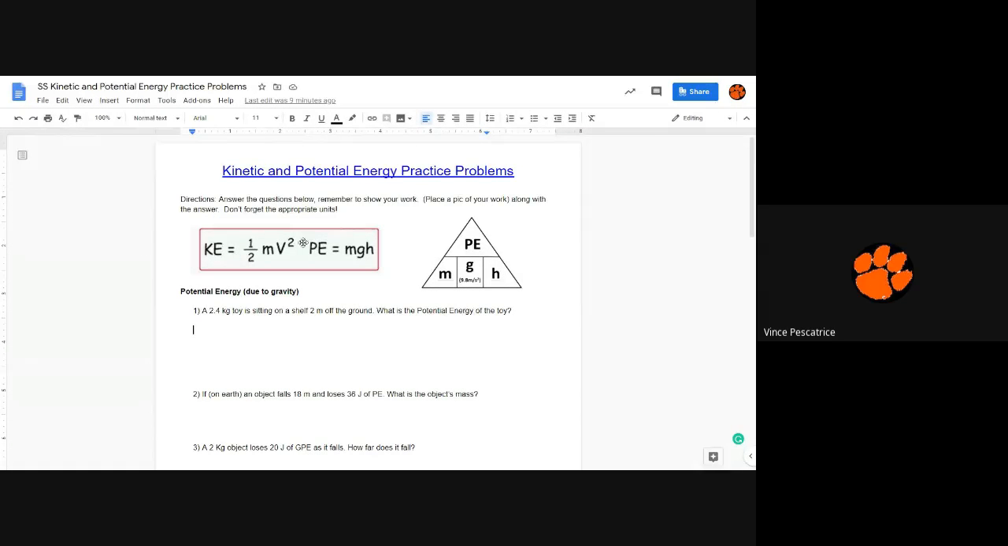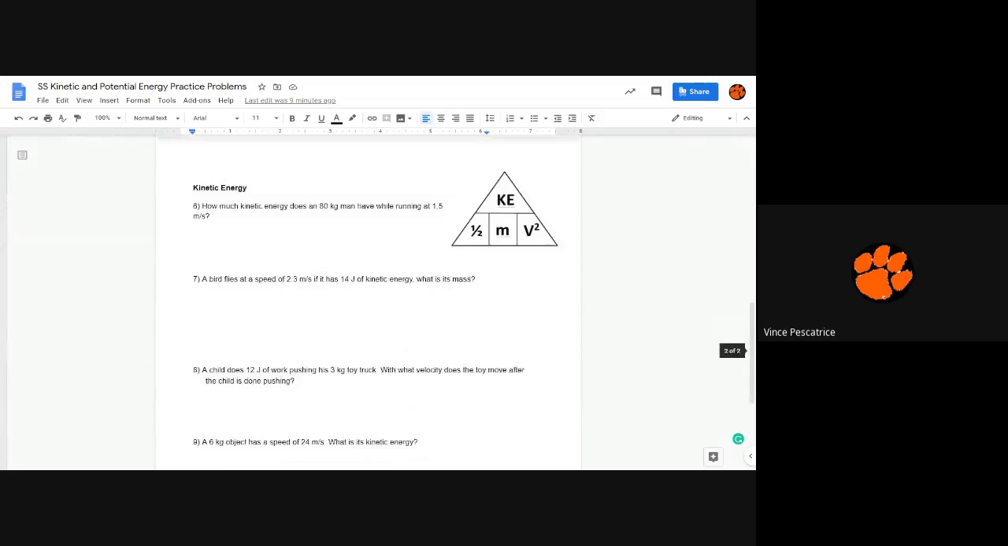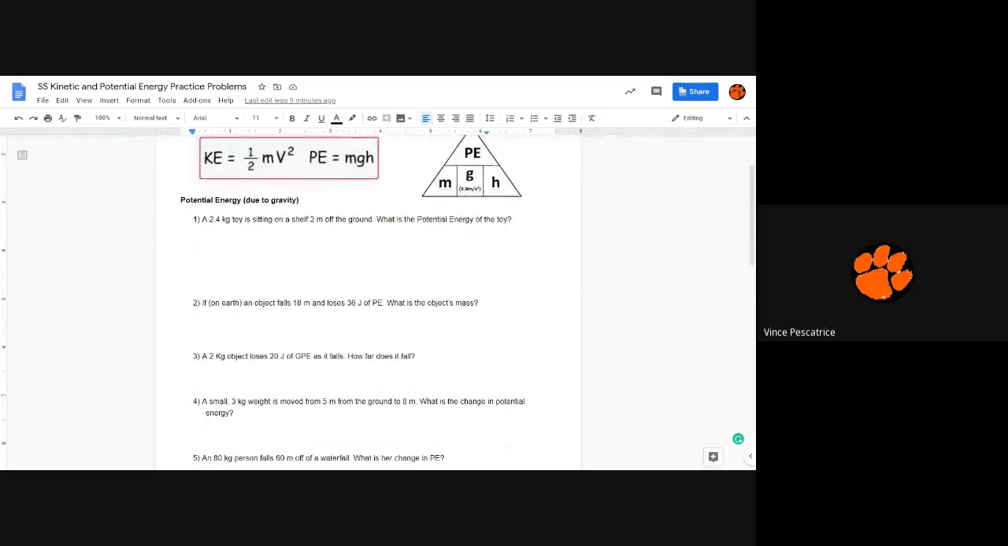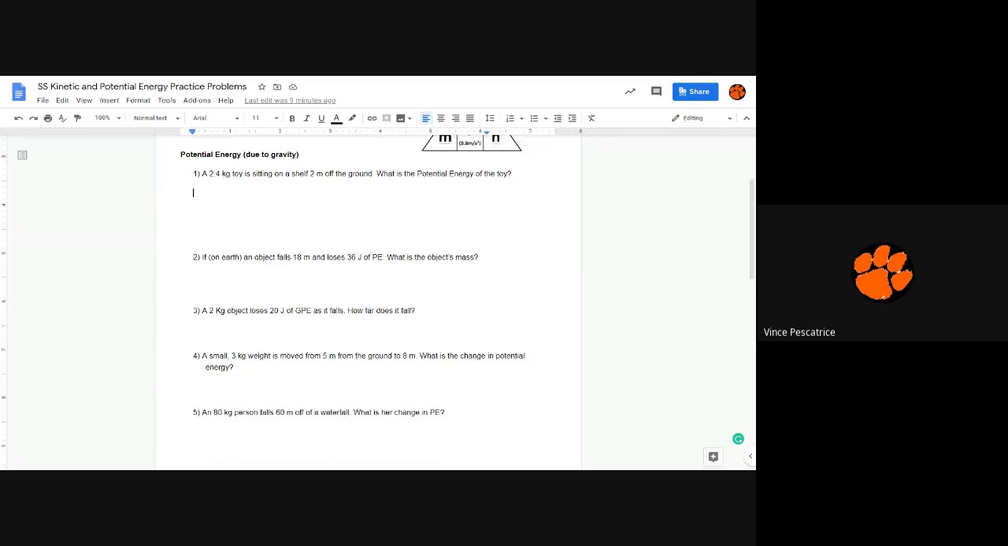I attached the formulas right here. The triangles I used are here, and the kinetic one is down here. Remember to use those to your advantage, and make sure you're trying your best on these. So I'm going to try to show you guys my screen now, so I can walk you through a couple of them.